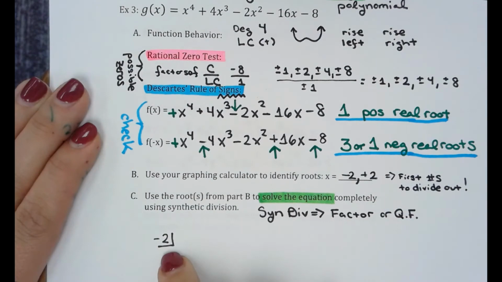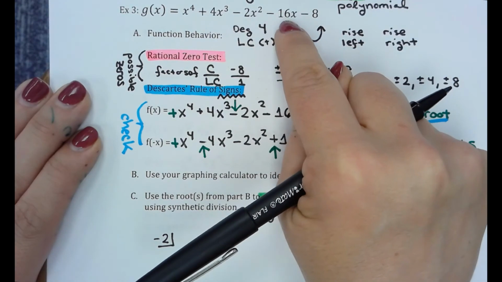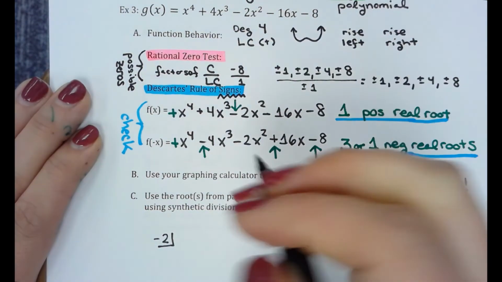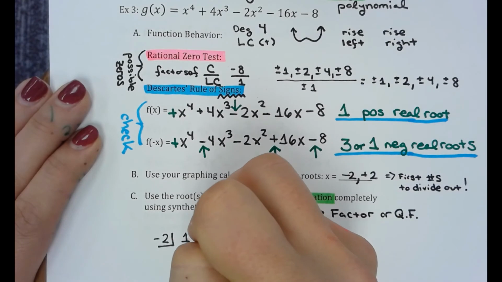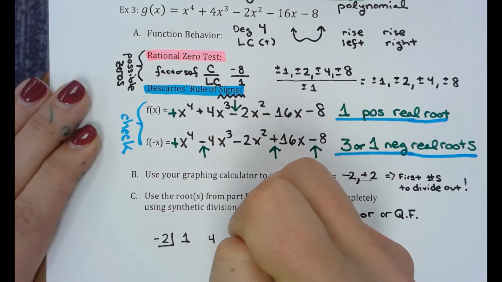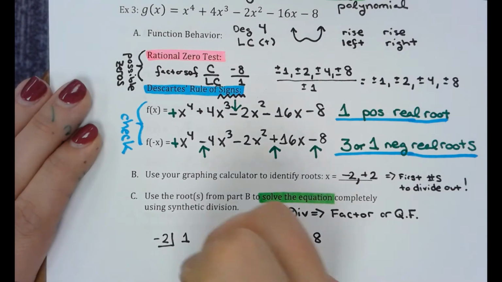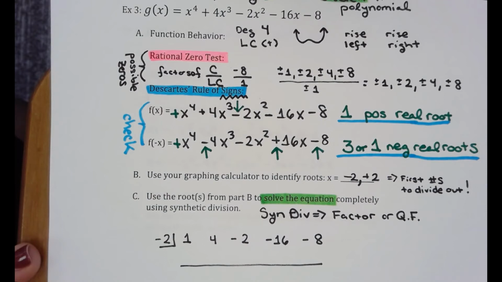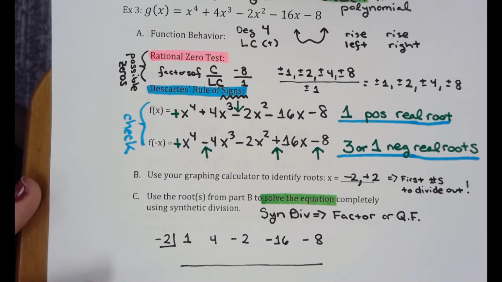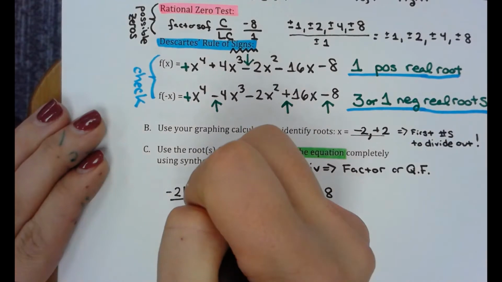I put -2 into the box, and then I pick up all the coefficients, and I'm checking for anything missing to input 0 as its placeholder. 1, 4, -2, -16, -8. If it truly is a 0, the remainder should be 0. And that will be our double check. So here we go. Drop.